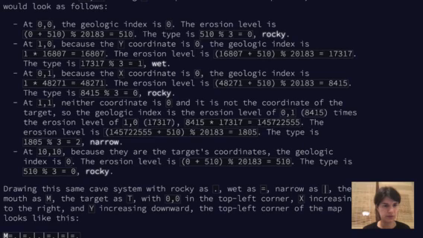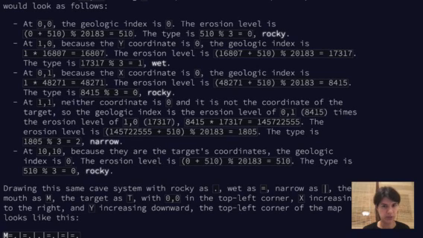The erosion level is this big number, and the type is wet. Oh, yeah, I forgot completely about the erosion level. But don't I need to know the geologic index so I compute the erosion level of the next one? This is a bit hard to read. The geologic index is this number, and then the erosion level is plus the depth modulo, always that same number. Okay.